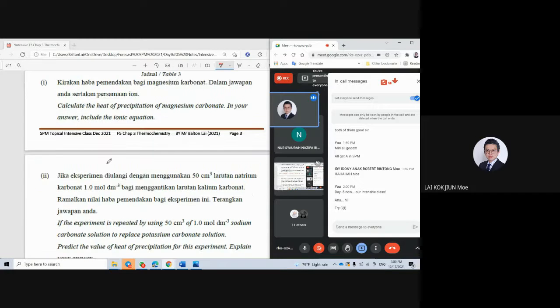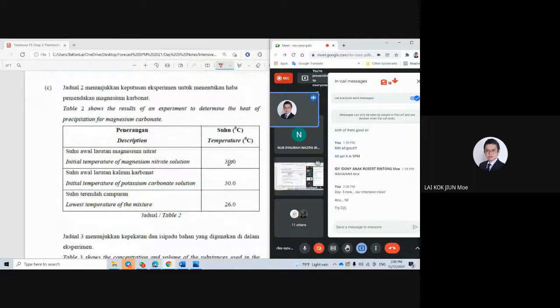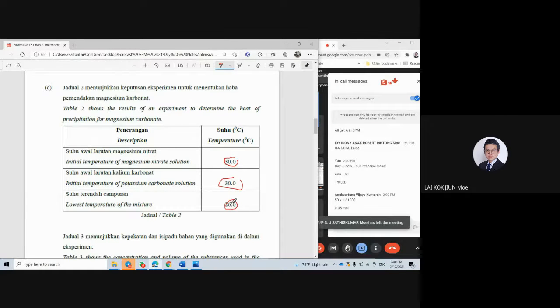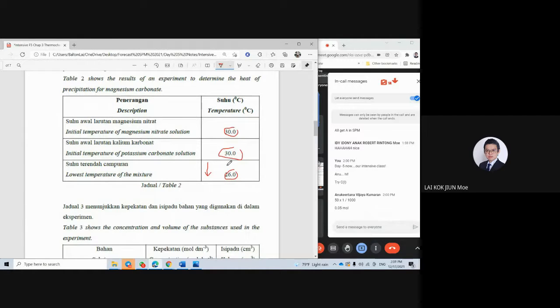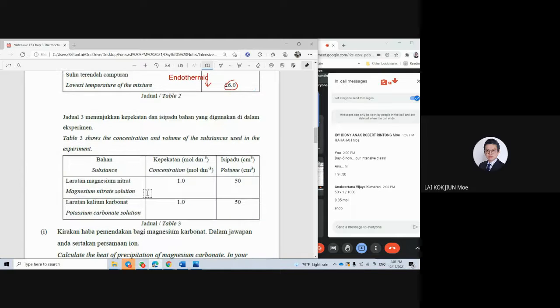C1. The question asking you for this table. Jadual, you boleh nampak suhu adalah macam ni. Tapi suhu sekarang jadi 26. 26 maksudnya? Sudah turun kan? So, Anu, sudah turun maksudnya esok or entor? So you have to define first. So, suhu sudah turun. Very good, Anu.